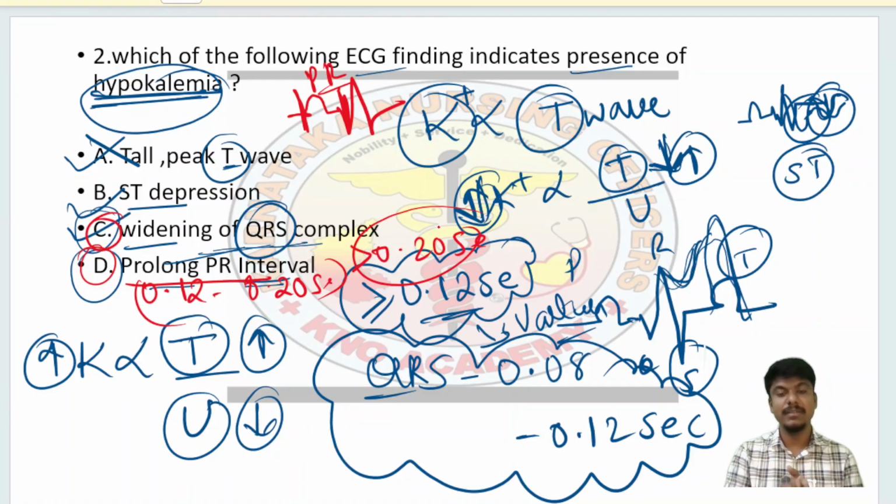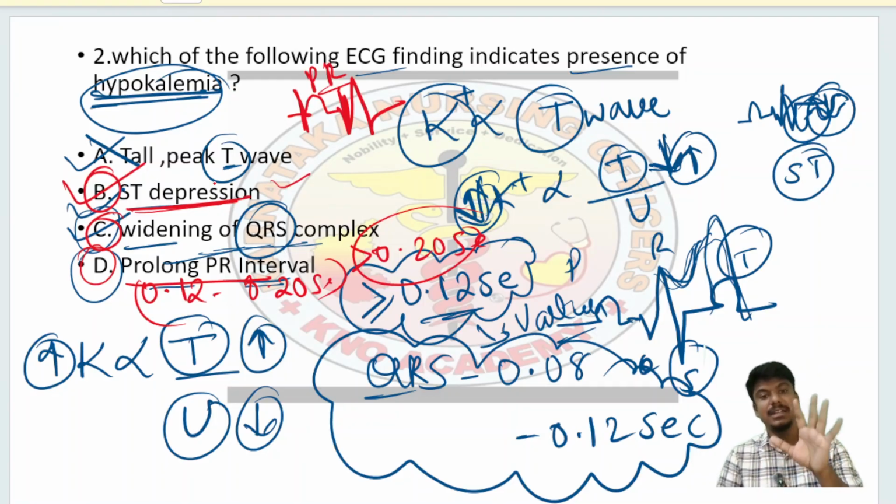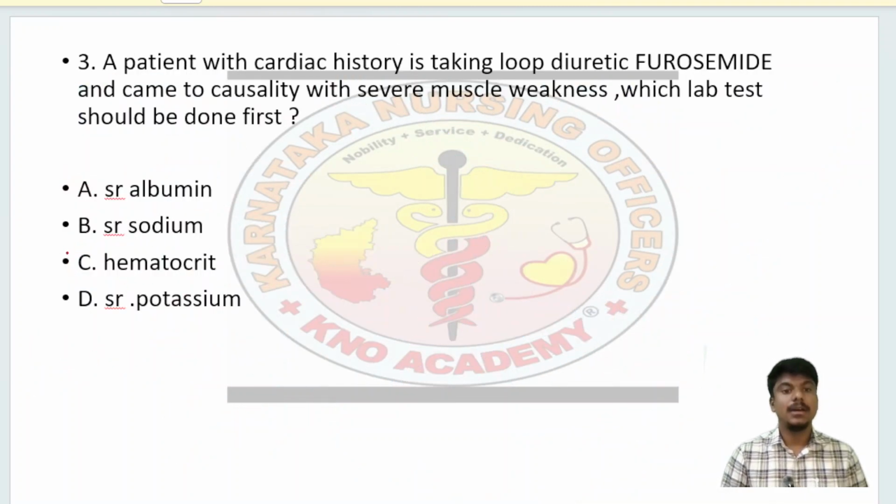This is seen in case of heart block, first degree heart block and second degree heart block, not in case of hypokalemia. So ultimately option B is the right option. ST depression can be seen in hypokalemia, not tall peaked T waves, not widening of the QRS complex and not prolonged PR intervals. The PR interval is not at all related to potassium levels. Now we'll move on to question number 3.